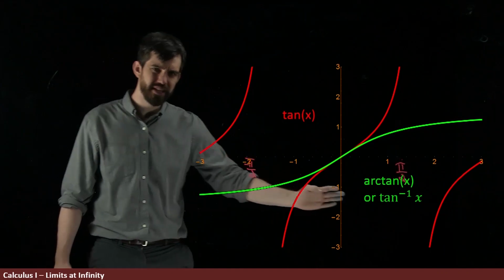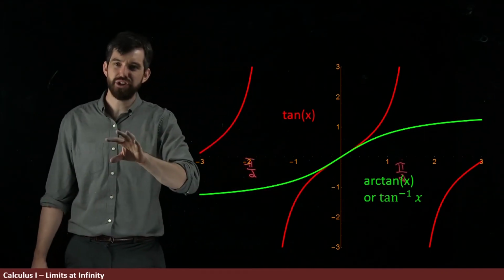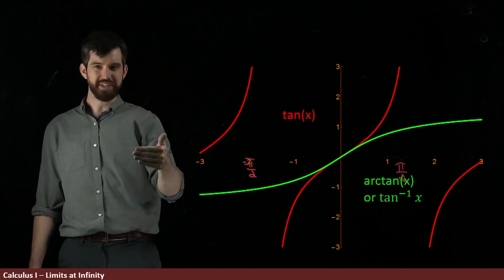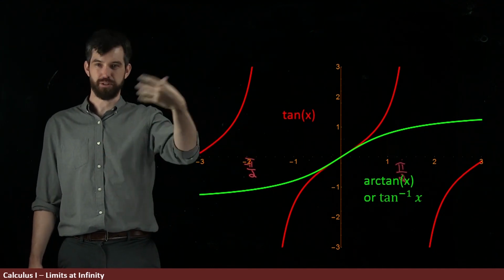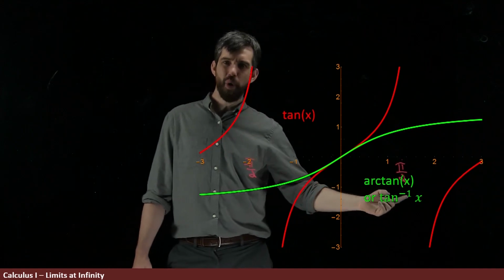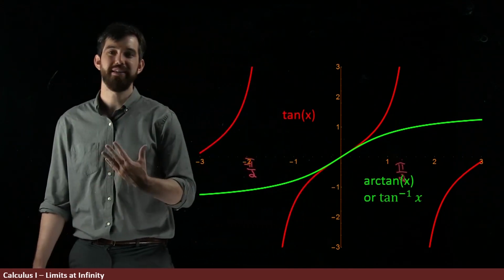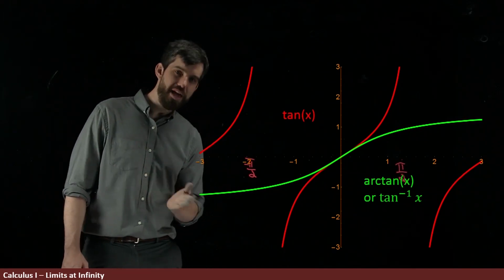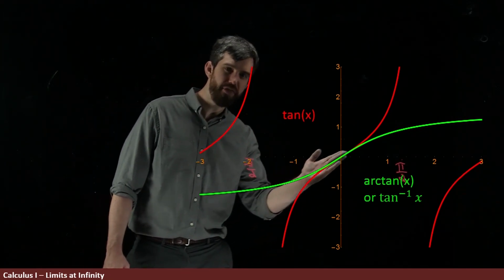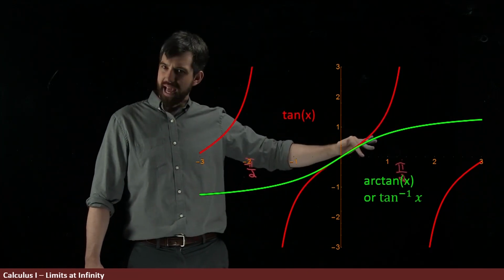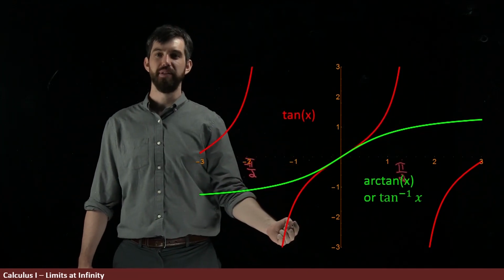Don't be confused. This does not mean tangent of x all to the power of minus 1, which would be read 1 over tangent of x. It's not that. It's not an exponent of minus 1. The minus 1 means an inverse function. I think it's a bit confusing, so that's why I usually just write out arctangent of x. But either way, you should see this symmetry here. We've got this line y equal to x that comes through here, and arctangent flips over the tangent.